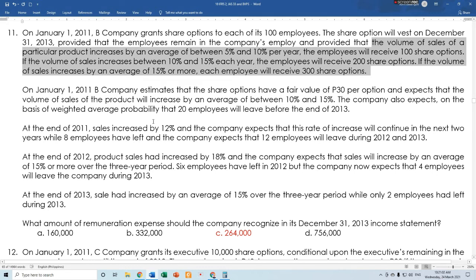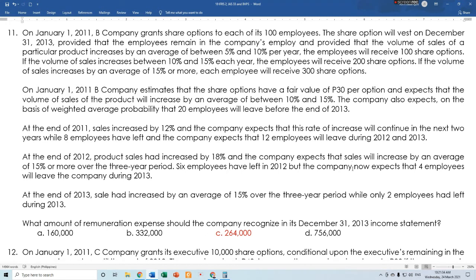Non-market performance conditions. Pero itong sa baba, on January 1, B Company estimates the share options to have a fair value of 30 per option and expects that the volume of sales of the products will increase by an average between 10 to 15%. The company also expects on basis of weighted average probability that 20 employees will leave before the end of 20XT. So, ibig sabihin, ito na gagamitin nating fair value. Okay, so binigay na siya. So this is an example of a problem wherein there is a non-market performance condition.